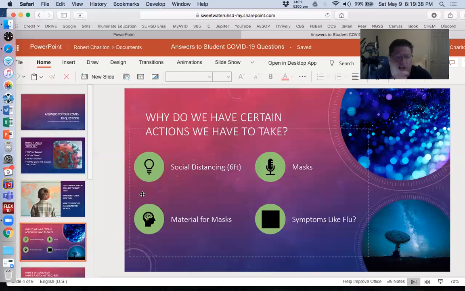Material for the masks. I'm not an expert on the material. The idea is that it's some type of material that traps in the water droplets that are coming out of your mouth or possibly your nose if you're sneezing or whatever.